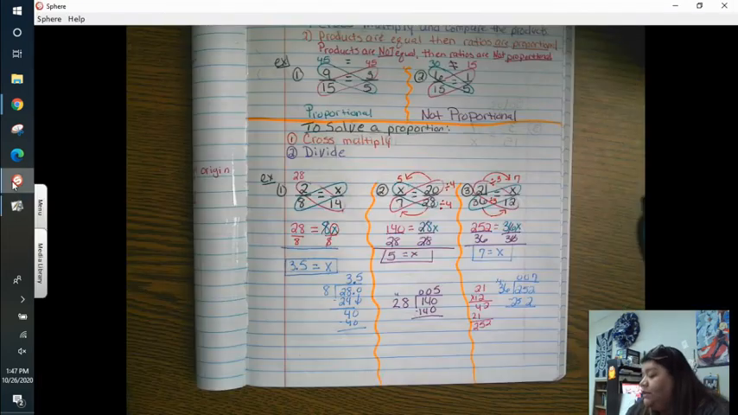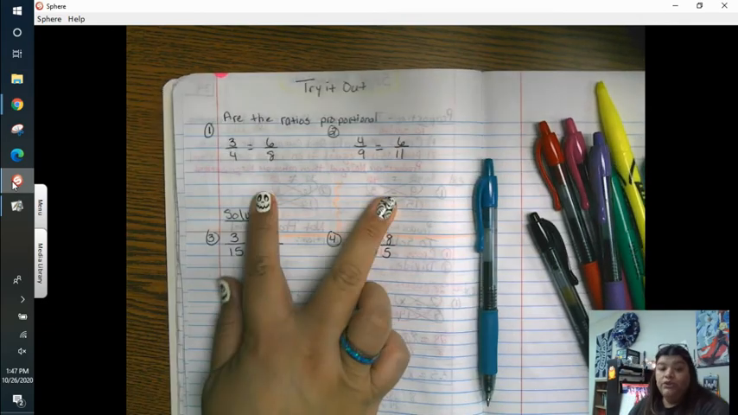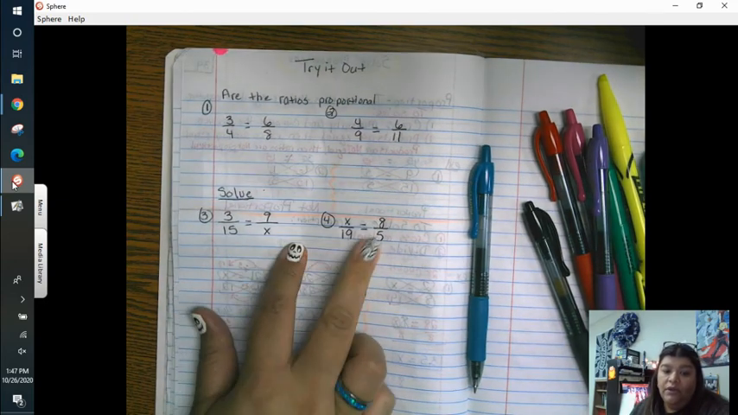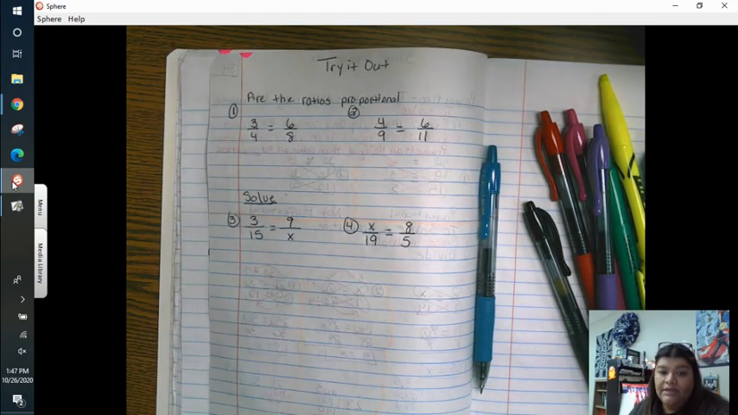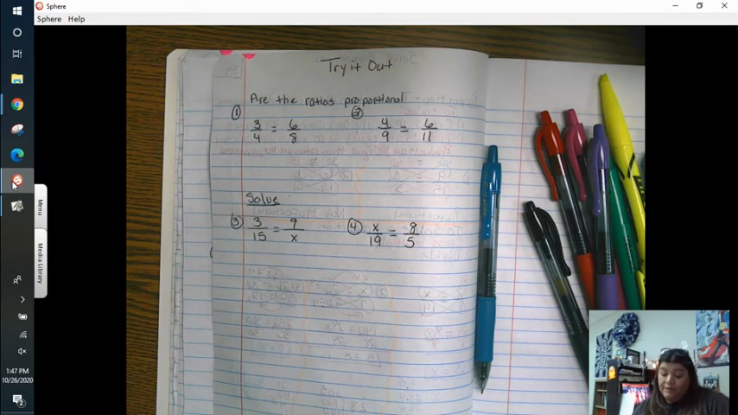Now you're going to go ahead and do the try it outs. Let me get them here for you. So go ahead and try those out. I want you to tell me, first of all, if these two are proportional or not, and then solve for the unknown on these two. Go ahead and press pause, work them out, and then press play and we'll see if you get them right.